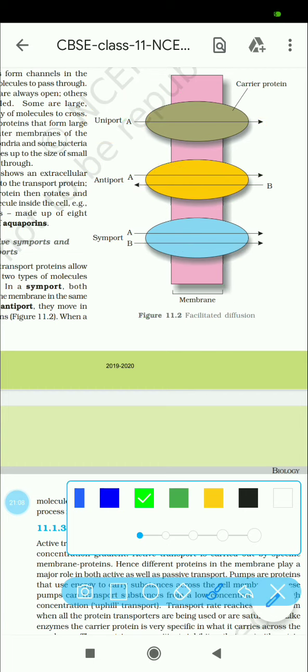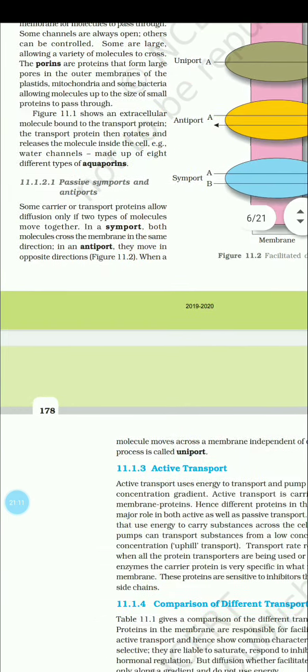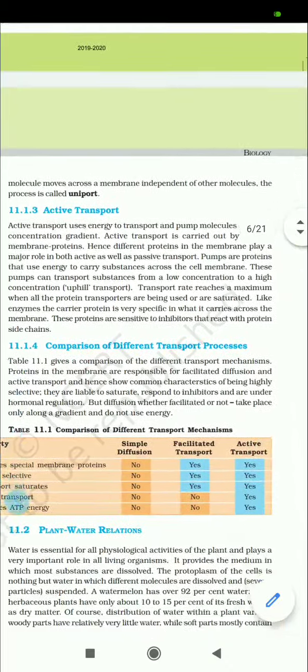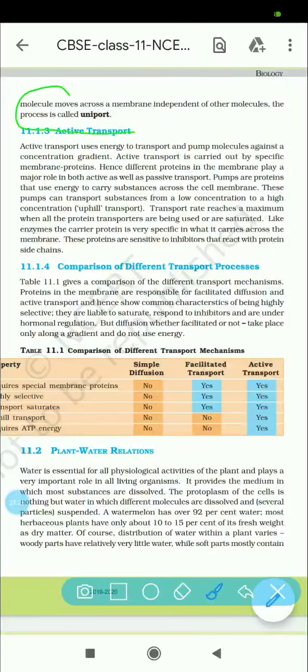Now you should know that in symport both can cross together in the same direction, in antiport they move in opposite directions, while in uniport only a single molecule moves across the membrane, then only the transport is possible. So that is what about antiport, uniport and symport. Remember, sym means together, anti means opposite, uni means one.